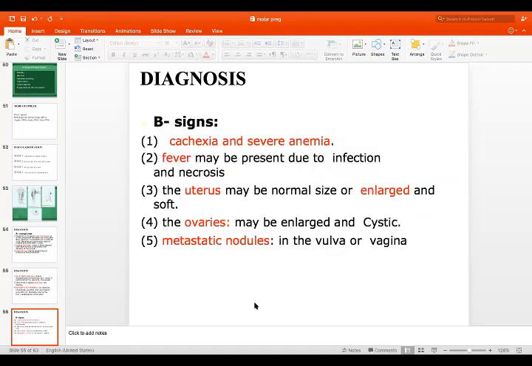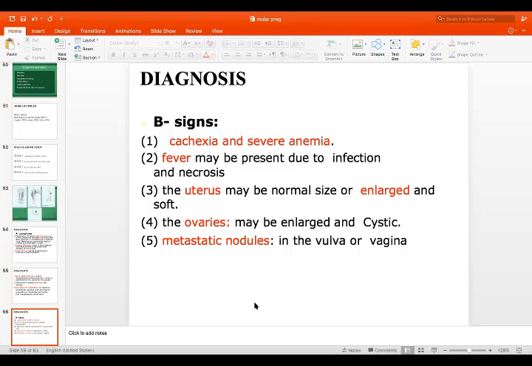Regarding signs of choriocarcinoma, the patient may be anemic. There may be fever due to infection and necrosis. The uterus may be normal size or enlarged and soft. So the uterus may be of normal size, but it may be enlarged with soft consistency. The ovaries may be enlarged and cystic. Metastatic nodules may be present in the vulva and vagina.